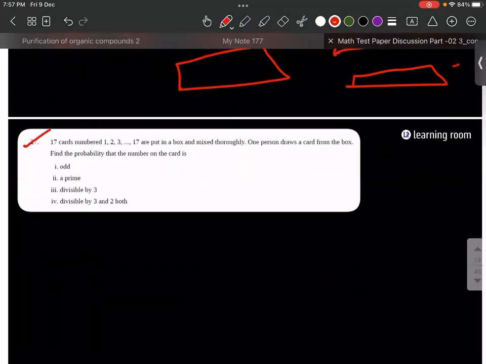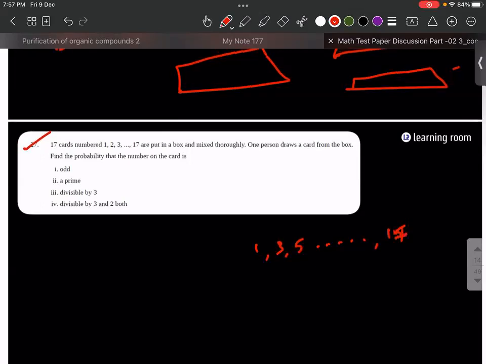Question 27. 17 cards numbered 1, 2, 3 till 17 are put in a box and mixed thoroughly. One person draws a card from the box. Find the probability that the number on the card is odd. So what are the numbers? 1, 3, 5, and so on till what would be the last number? 17. So how much is it? 9 by 17.